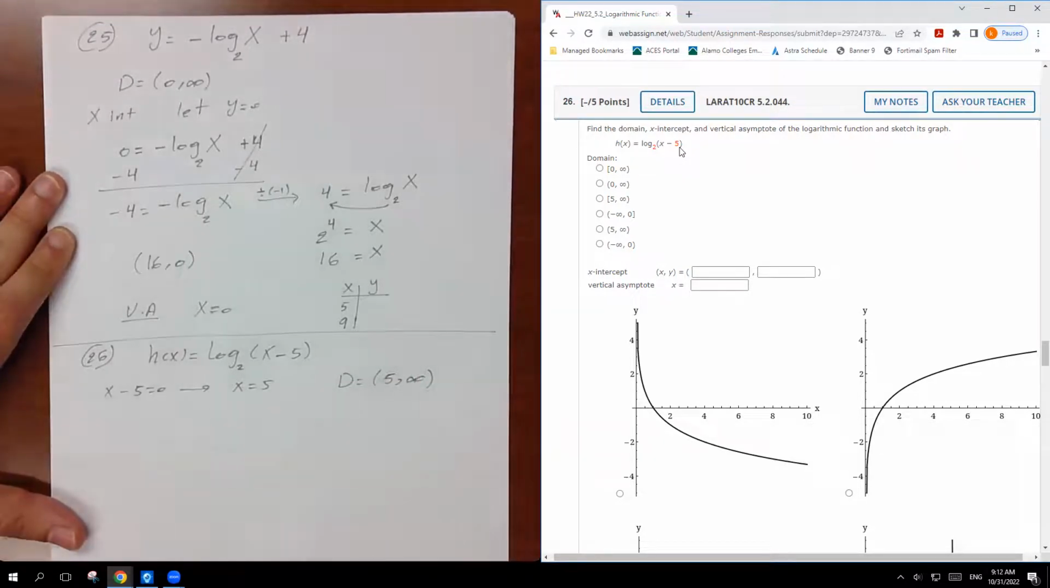This is going to be the domain. The range is going to be... they didn't ask it for the range. So you have two options. Be careful, it's parentheses, not a bracket.